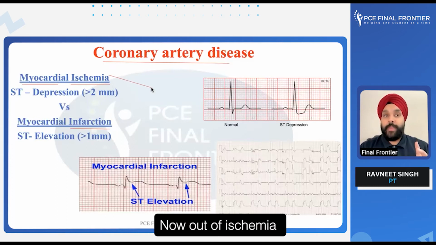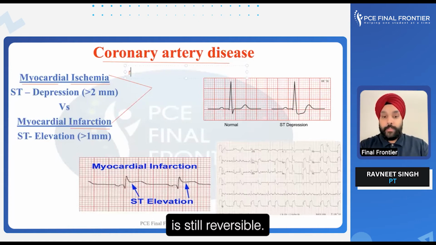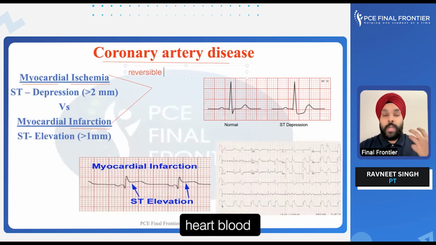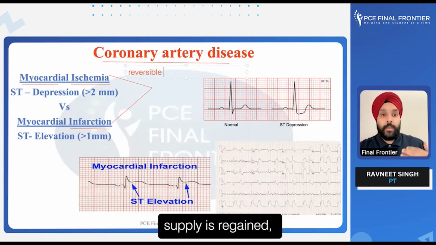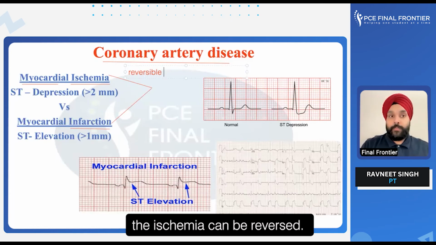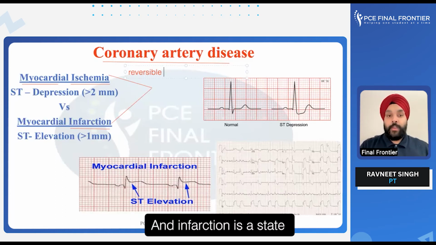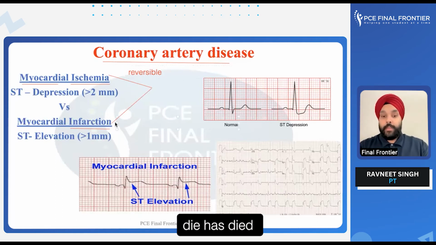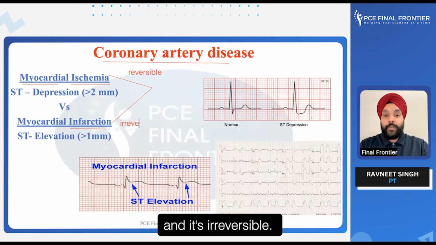Now, out of ischemia and infarction, ischemia is still reversible, which means that if the heart's blood supply is regained, the ischemia can be reversed. And infarction is a state where the muscle has died, and it's irreversible.